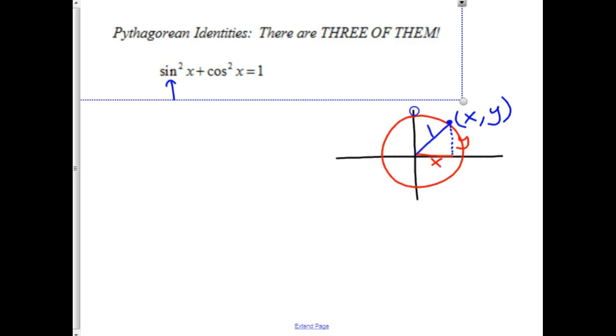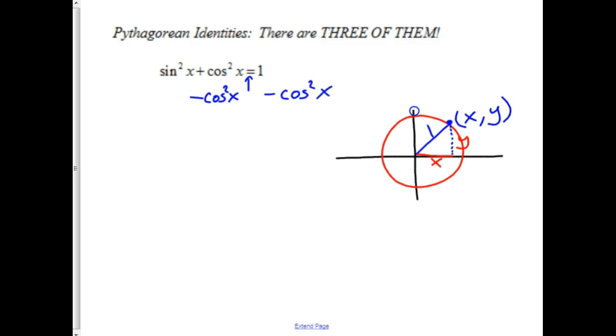I want you guys to write these down just so you understand. This is an equation because of this equal sign, which means I can use algebra to mess with this thing a little bit. In other words, if I come over here and move the cosine to the other side, that'd be like subtracting cosine squared x from each side. What would that end up looking like? That would look like sine squared x equals 1 minus cosine squared x.